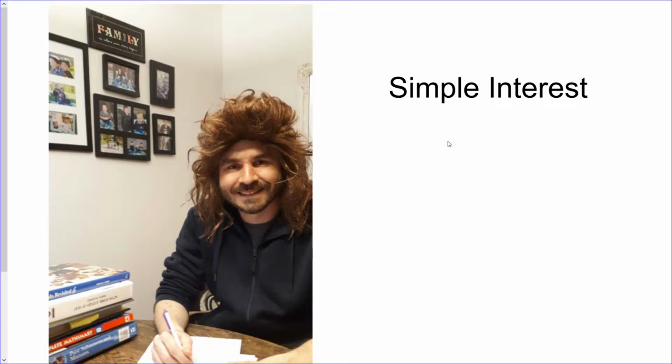Hello everybody, this is a lesson about simple interest. It's a continuation from the percents we were doing last week. Before we start, please print off the note and worksheet that go with this so that you can fill in some of it as we go along and do a few of the examples. Okay, on we go.